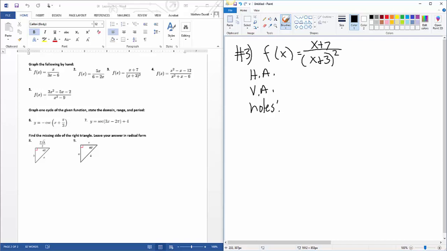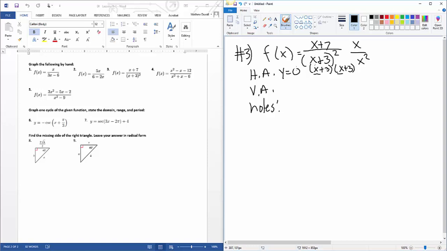So horizontal asymptotes, you look at the degrees. Well, on the top it's x. On the bottom, if I multiply this through, that's x plus 3 times x plus 3. Those are the same thing. So x times x would give me an x squared. Well, the degree is larger in the denominator, and so my horizontal asymptote is automatically y equals 0.